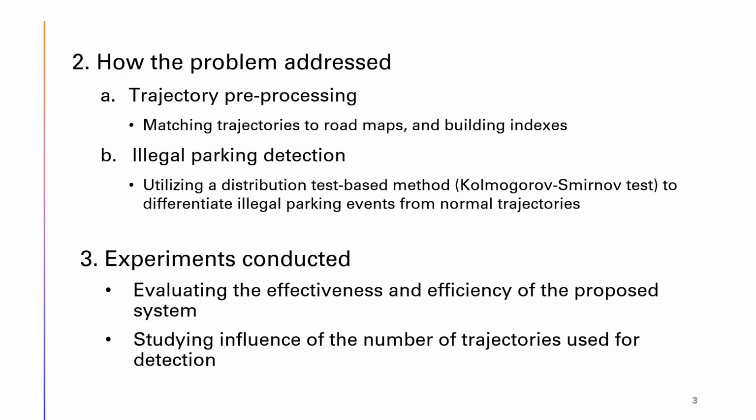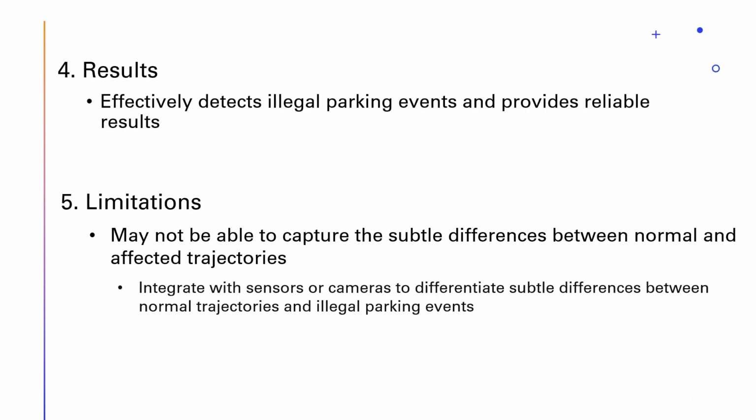The experiments are conducted by evaluating the effectiveness and the efficiency of the proposed system and studying the influence of the number of trajectories. The results show that the proposed system can detect illegal parking events effectively and provides reliable results. The limitation is that the system may not be able to capture the subtle differences between normal and affected trajectories, which can be mitigated by integrating with sensors or cameras. Alright, that's all about my part.